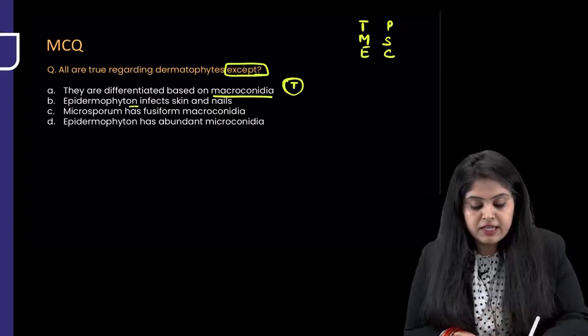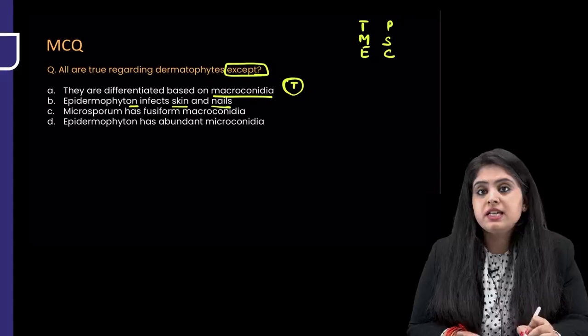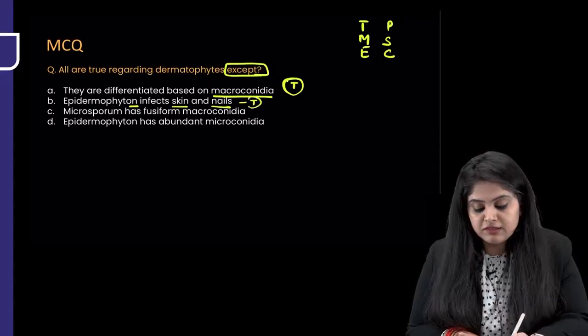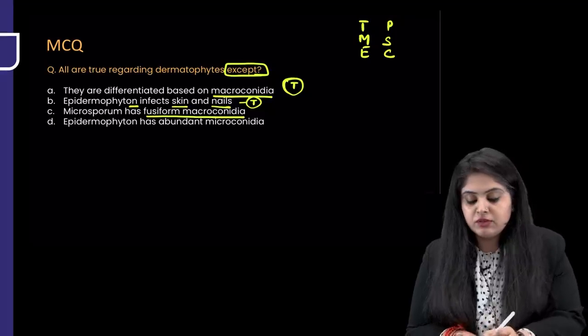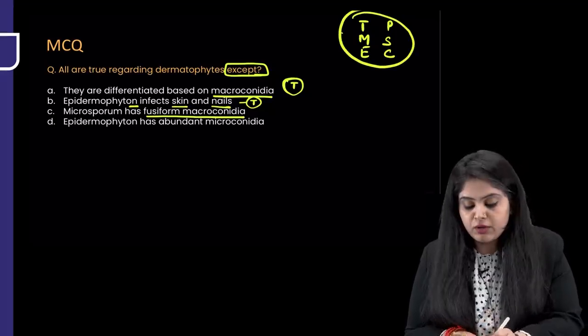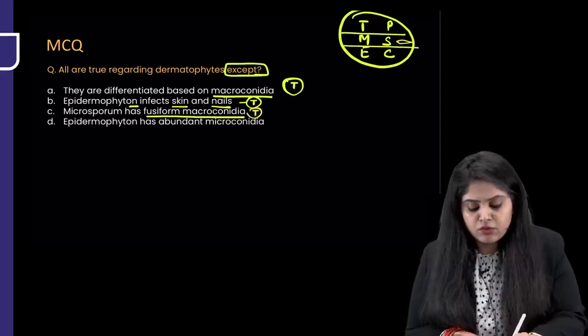Does epidermophyton infect skin and nails? Skin, of course, and epidermophyton ended with N. So does it affect the nails? Yes. Microsporum has fusiform macroconidia. So I had told you TME, PSC. So trichophyton had pencil shaped. Microsporum had spindle. Spindle and fusiform means the same. So that is also true.